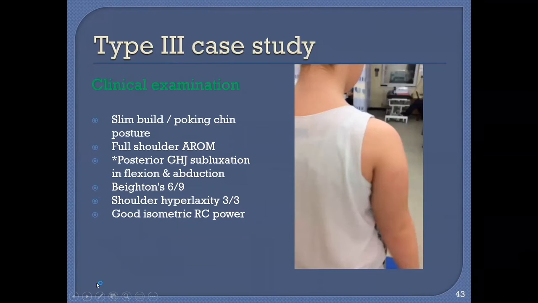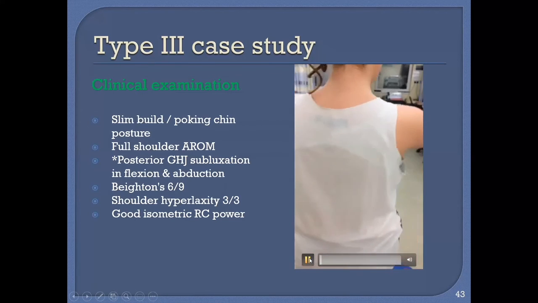He was a very slim build. He had a Beighton score of 6 out of 9, shoulder hyperlaxity of 3 out of 3. On testing his rotator cuff, he had good isometric cuff power. So it wasn't particularly a strength problem. It was just that he wasn't activating the right muscles. And this is something else you can see. Some people have good strength, but they don't have good control.